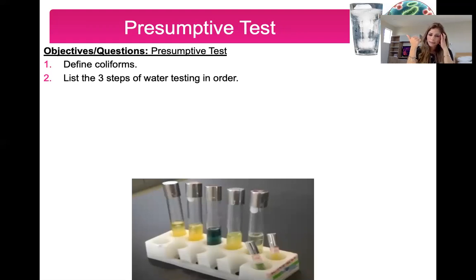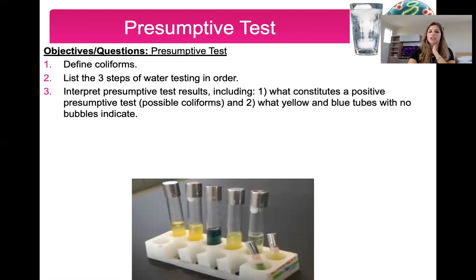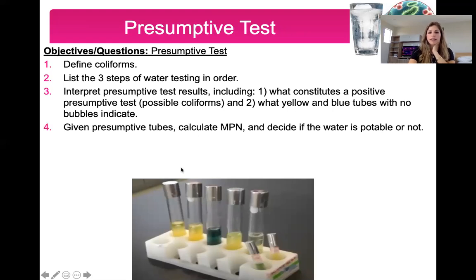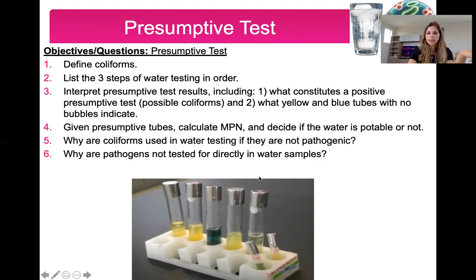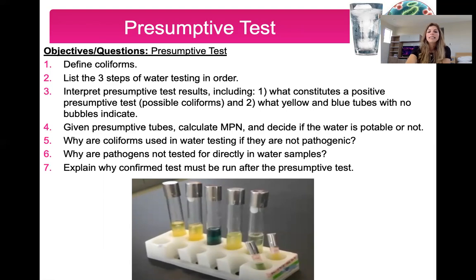So the first step is presumptive testing, then the confirmed test, then the completed test. Interpret what the results look like, know what they look like, know if I give you a picture, which tubes are positive and which not, and what does the MPN have to be for water to be potable? Why are coliforms used in water testing if they are not pathogenic? We talked about that. And why are pathogens not tested for directly in water samples? So I explained that in the beginning. And then explain why the confirmed test must be ran after the presumptive test.